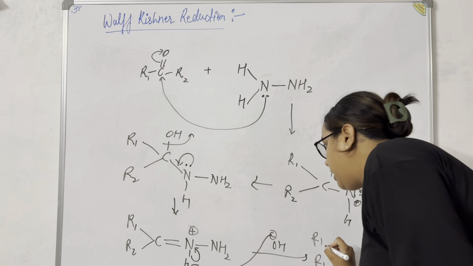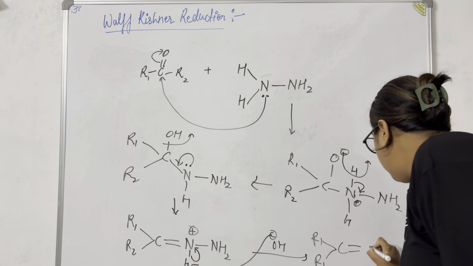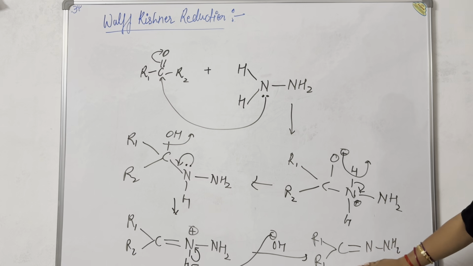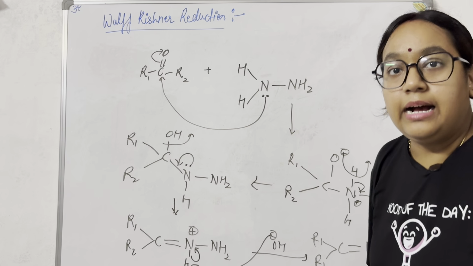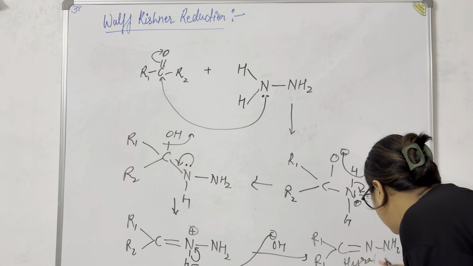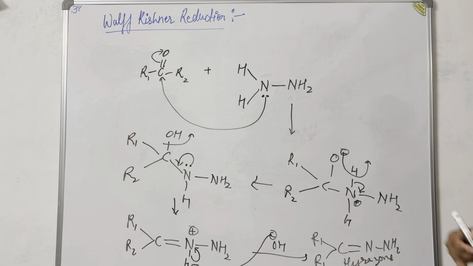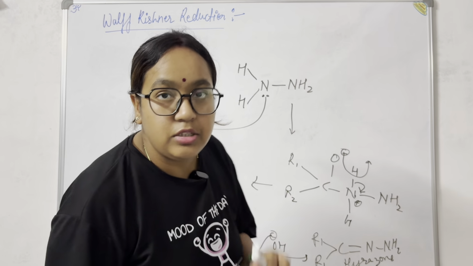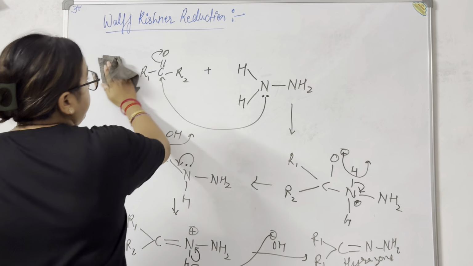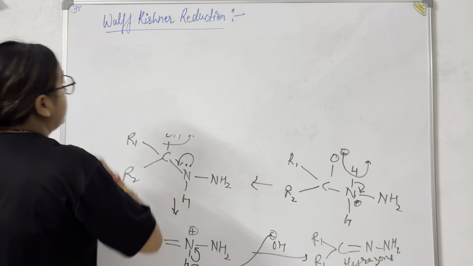We get R1, R2, this carbon, this doubly bonded nitrogen with this NH2. This structure is known as hydrazone. Hydrazone. Okay. Now this hydrazone formation is very important, as it leads to the alkane formation. Let's see how. Let's make a hydrazone here.